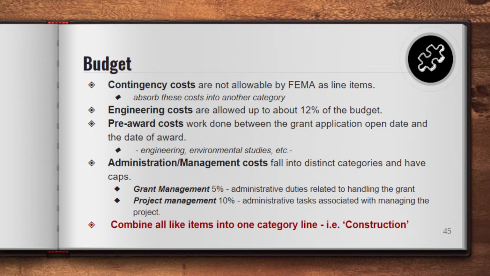Grant management is all the things you have to do talking to me. Anything you do to manage the money and the grant. Project management is all the stuff you do to manage the project. So the stuff that you would do to get the project done even if you weren't working with us for the money. That's what the project management is. And they do have the caps of 5 and 10%. So like we said, combine all like items into one category line, i.e. construction. Try to be as simple and broad as you can in some of those categories.